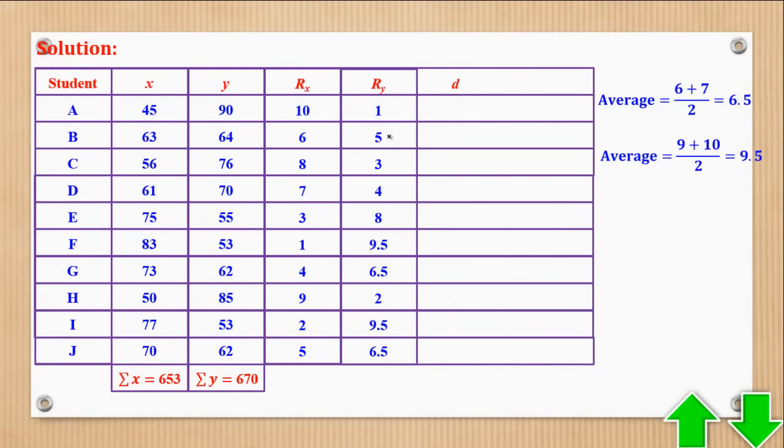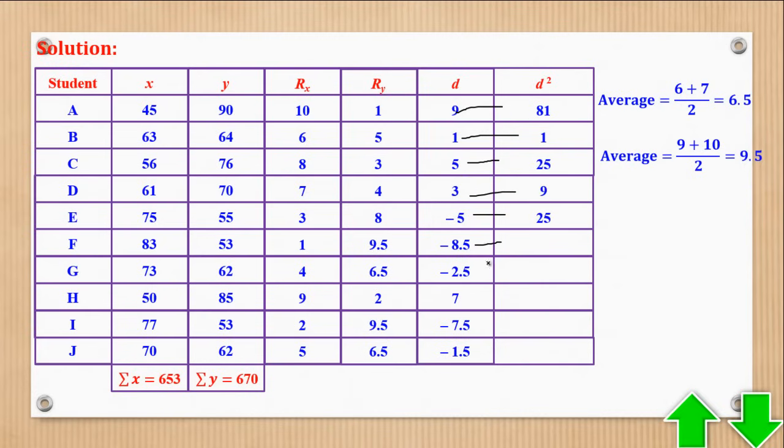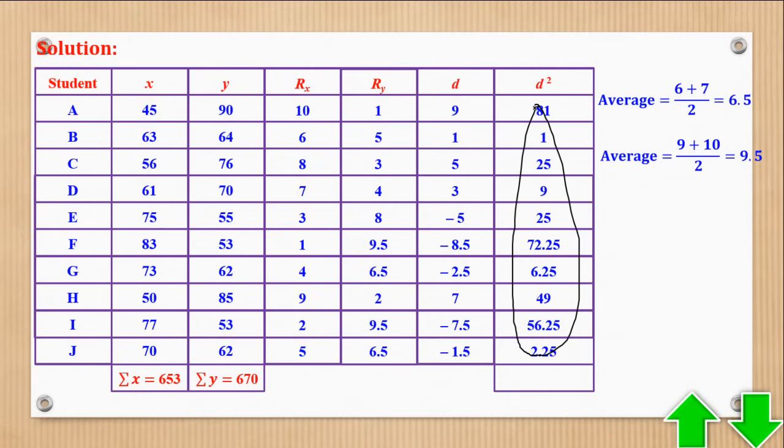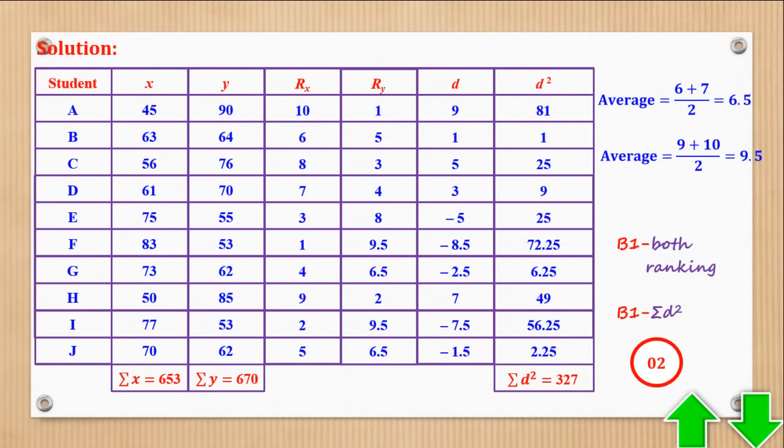So next is to get the difference. This minus this, this minus this, and so on for all ten rows. The next is to square the difference. This squared, this squared, and so on for all ten. Then you need to get the sum of all these ones, which gives you that. So that's the table you need to draw before even starting the scatter diagram. The reason is for you to get these values, because you are going to use them to get the mean point.